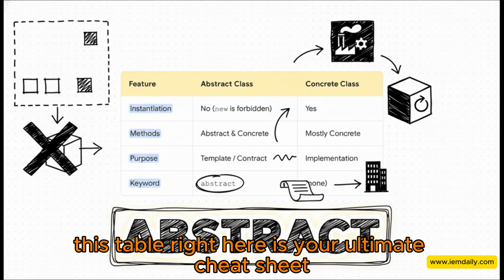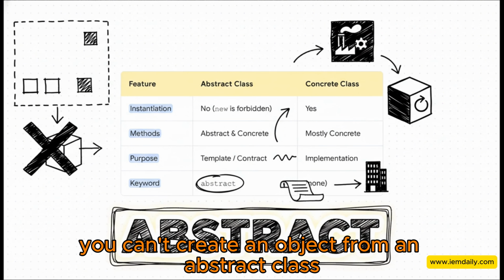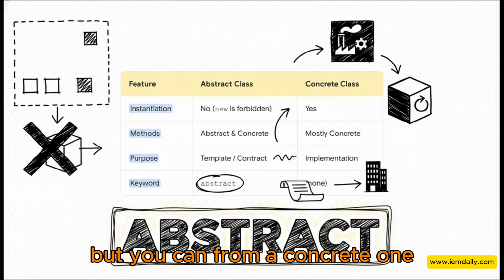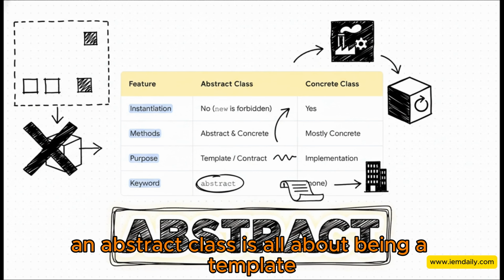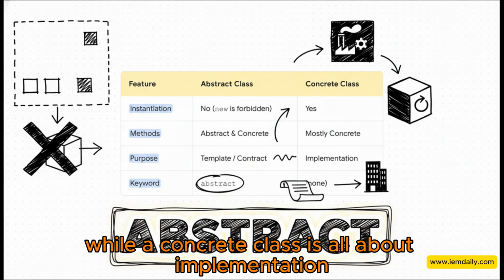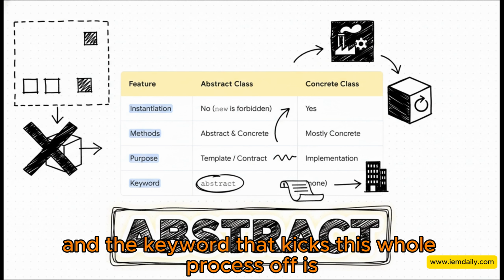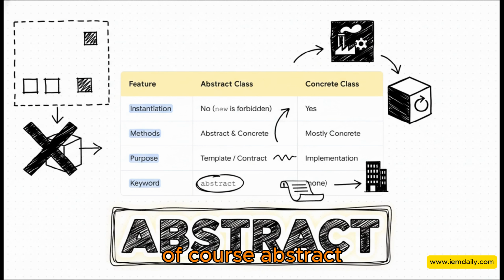This table right here is your ultimate cheat sheet. You can't create an object from an abstract class, but you can from a concrete one. An abstract class is all about being a template or a contract, while a concrete class is all about implementation. And the keyword that kicks this whole process off is, of course, abstract.